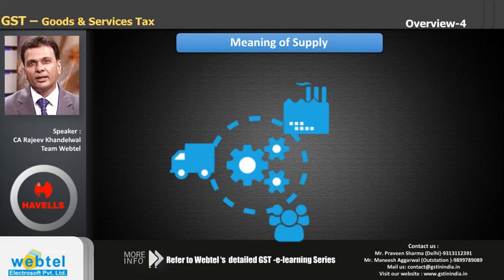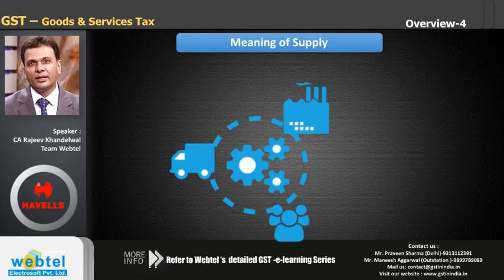Because no longer do we have manufacture, no longer do we have sale, no longer do we have the concept of entry, because all these taxable events have gone, as we just now talked about. And now the only taxable event that remains is supply. Since tax is to be levied on supply, we need to understand what is supply.